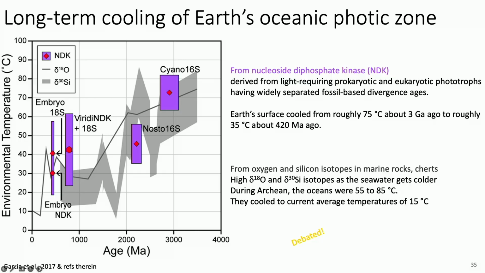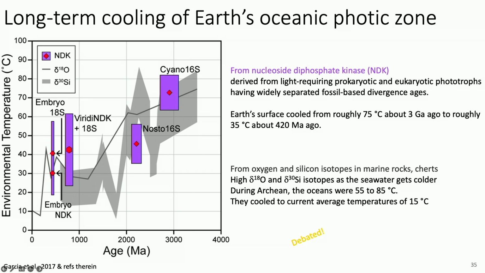The long-term cooling of the ocean, that's a debated topic. Here, that's a paper by Garcia, where we have represented as a function of time three kinds of information: the oxygen isotopes, the silicon isotopes, and also a biochemistry study that analyzed the nucleoside diphosphate kinase from a number of samples from light-requiring prokaryotic and eukaryotic phototrophs that are very widely spread in terms of their divergence age. So go back to the Tree of Life lecture that we had yesterday.